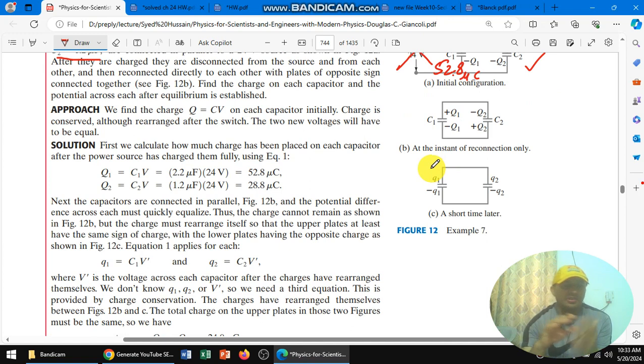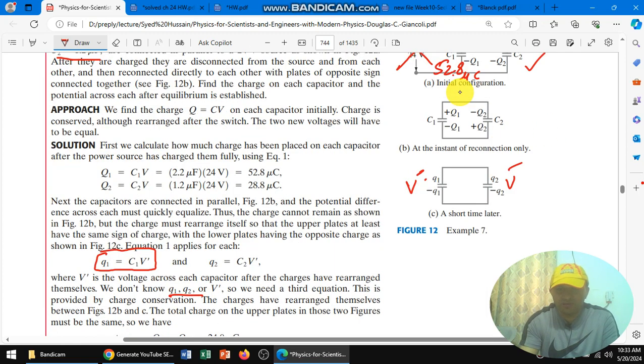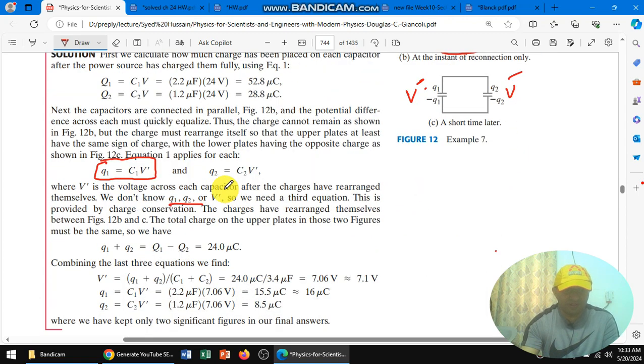Now when these capacitors are connected across their ends, discharging occurs and the charges try to equalize, so a new potential is developed. The new equation is Q1 is equal to C1V dash, where V dash is the new potential developed after equilibrium is established. But we don't know the values of Q1, Q2 and V dash, meaning how much charge flows from C1 to C2 or C2 to C1, how much charge redistributes itself. So we don't know the charges Q1, Q2 and V dash, three unknowns.